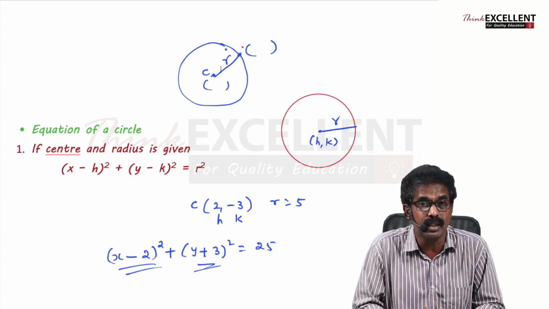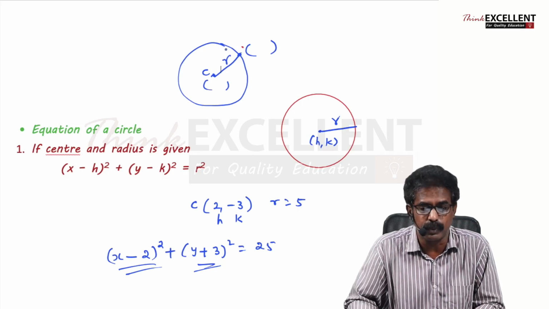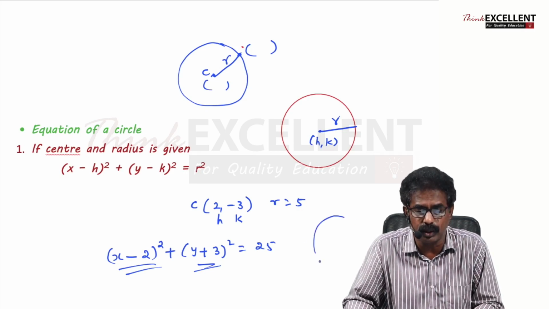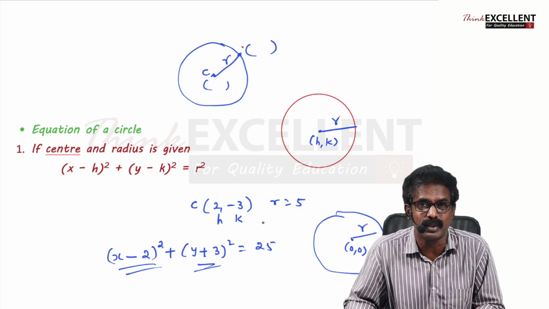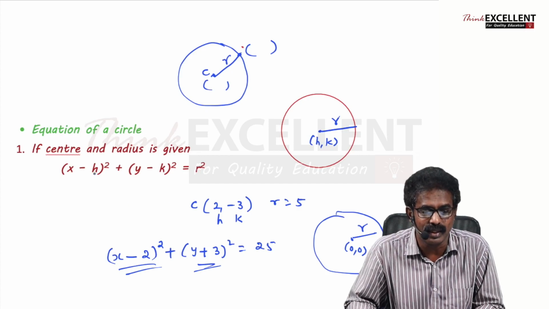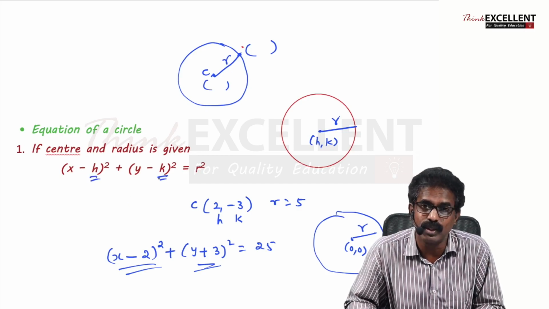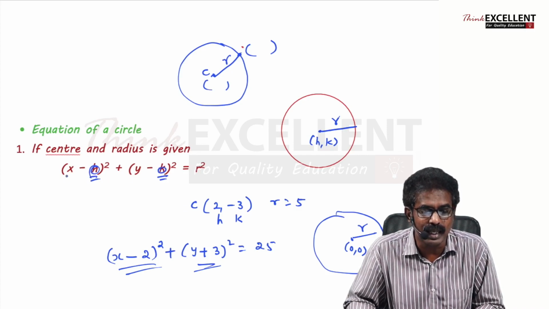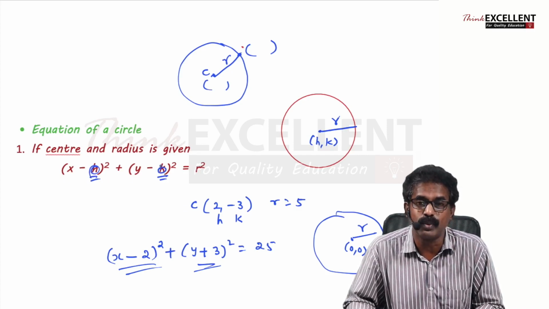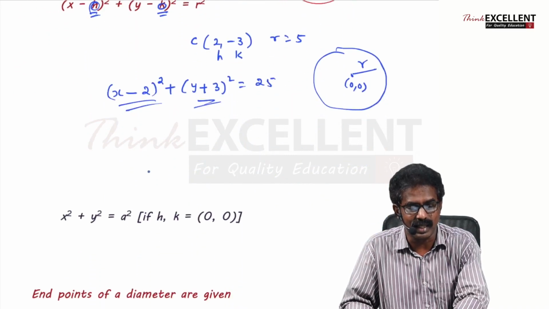Suppose the center is at the origin, 0, 0. That is h is 0, k is also 0. The radius is r units. Can you tell me what the equation is then? h is 0, k is also 0, so only x square plus y square equal to r square. Yes, that is the equation.